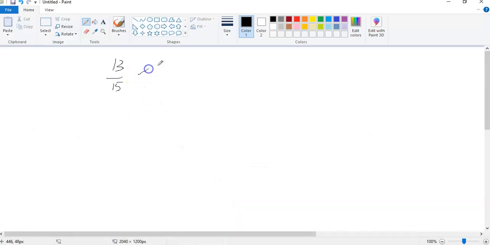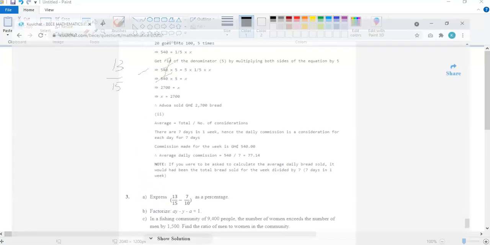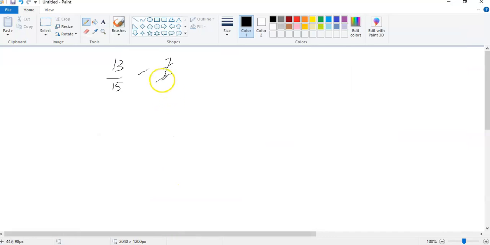Minus 7 over 10. So let's simplify the fraction first. Then the fraction we get, we find the percentage of it. To find the percentage of a fraction, we just multiply that fraction by 100. So once we are done with the fraction, just multiply it by 100.